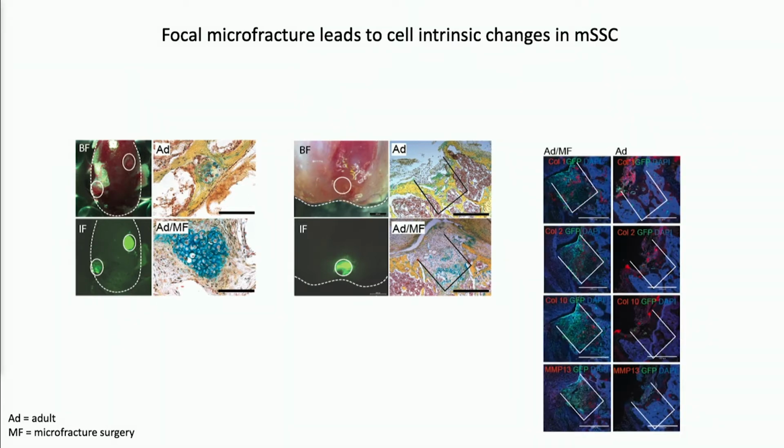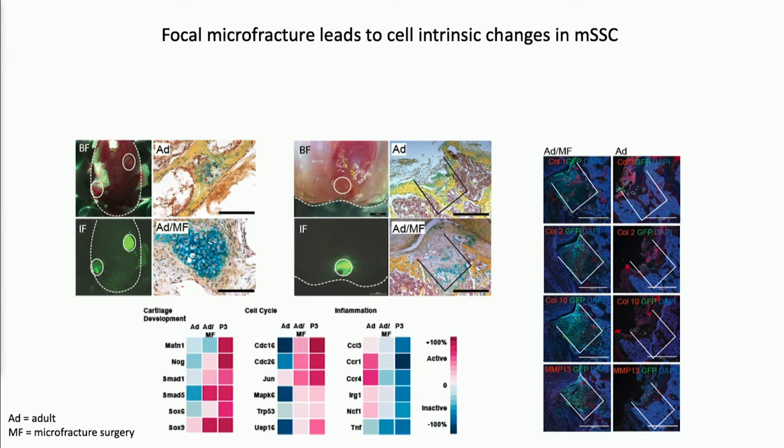And when we stained these for cell surface markers, we found an increase in Col1, Col10, and MMP13 stains, and minimal Col2. We also did gene expression analysis, and we found that cartilage and cell cycle-related genes were increased in response to microfracture surgery, but inflammation-related genes were actually decreased.